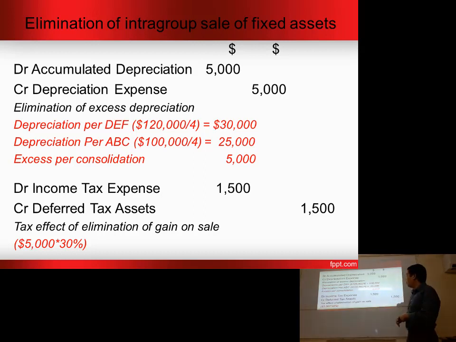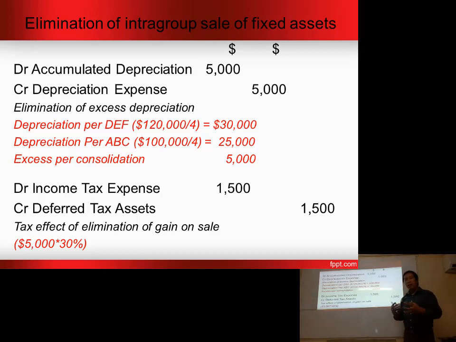So what will be the journal entry? Debit accumulated depreciation $5,000 and then credit depreciation expense $5,000. So this is the excess. You have to eliminate it at expense. To reduce the expense, credit the expense.